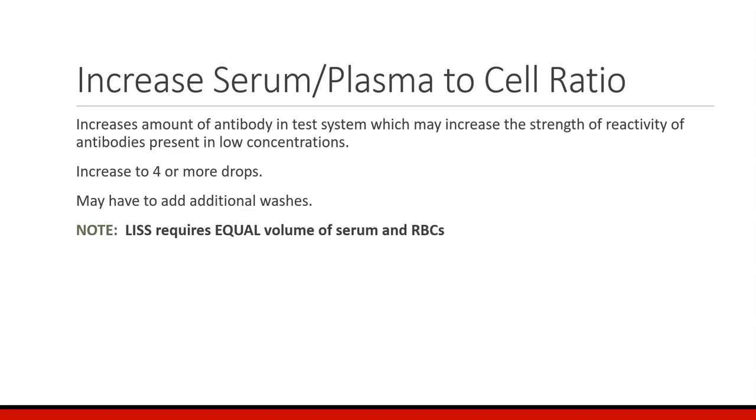LISS requires equal volumes of serum and RBCs. Now keep in mind, you don't have to use an additive, and especially when you're doing an increased serum to cell ratio, if you want to use 4, 5, 6 drops of serum and 1 drop of cells, that's enough. The protein in that serum or plasma may be a potentiator. It may enhance the uptake of antibody on the cell. So again, follow the manufacturer's instructions of your additive solutions. You cannot deviate from those procedures.